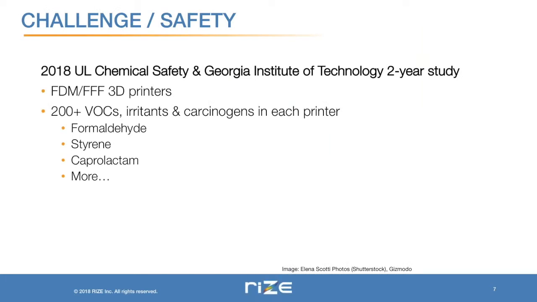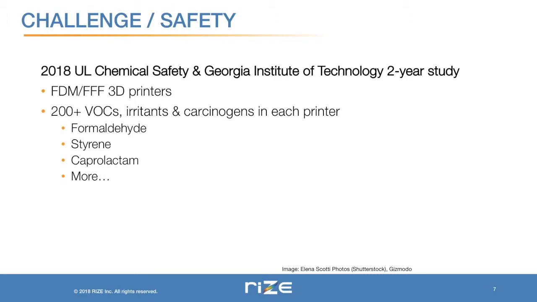And so this page goes into a bit more detail on that point. The Georgia Institute of Technology found over the course of a 2-year study that typical thermoplastic extrusion 3D printers will produce upwards of 200 different volatile organic compounds, including irritants and carcinogens, while they print. And this can be quite harmful, particularly if those printers are not properly vented, which in some cases can require some expensive equipment and infrastructure.